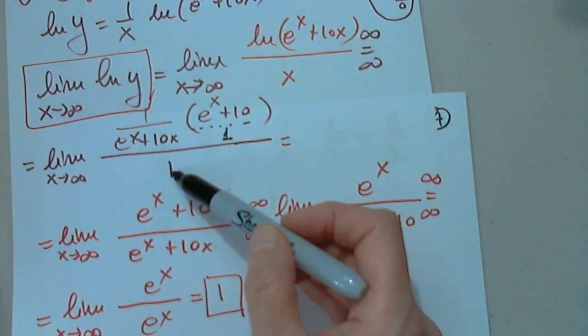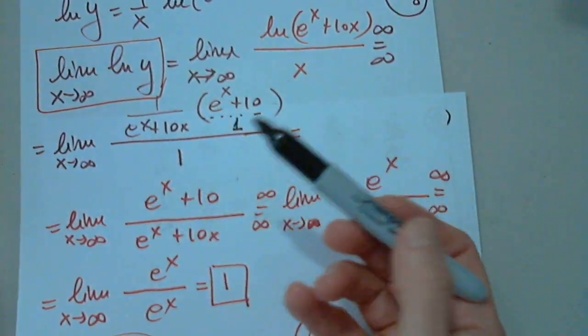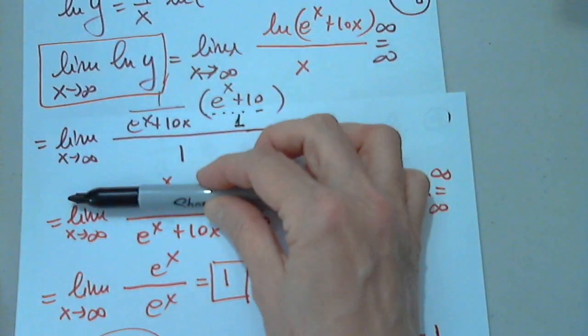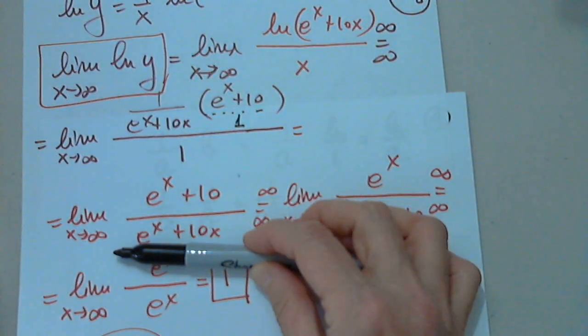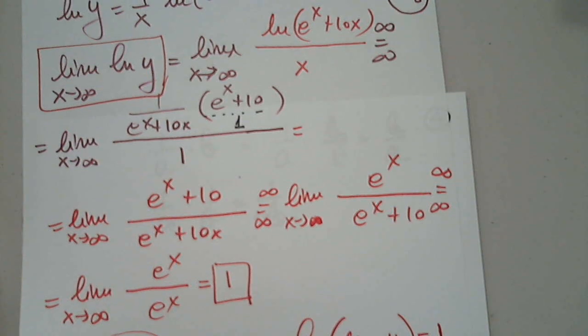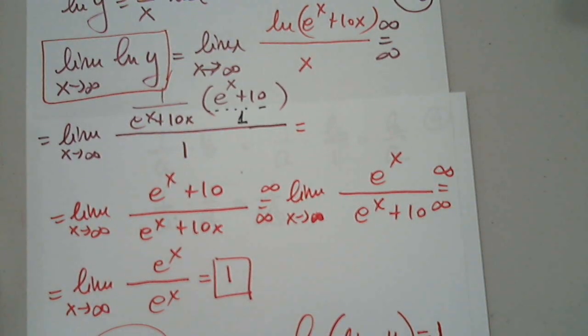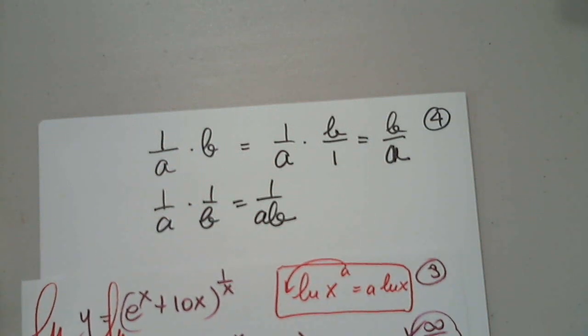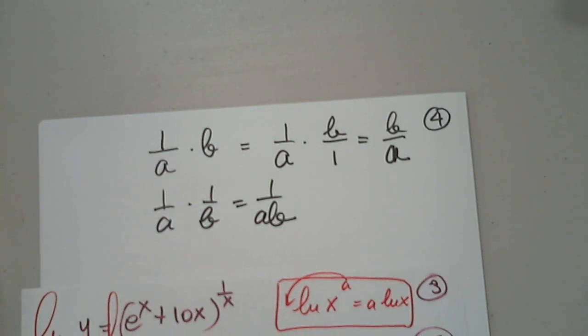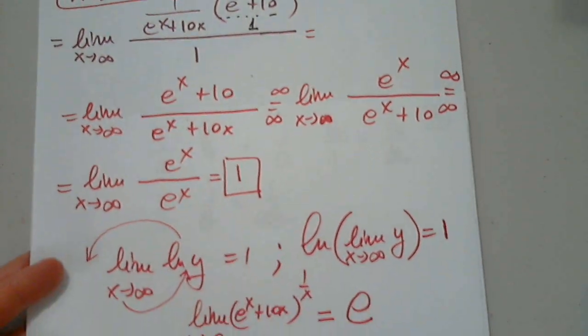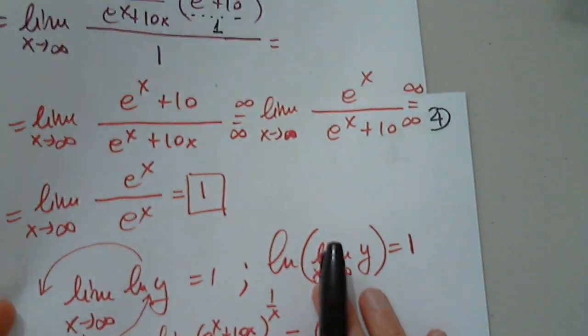But because it was 1 in the denominator, I disregarded that, so I wrote e to the x plus 10 over e to the x plus 10x. Does that answer your question? Yeah, I think so. And could you re-explain the last step, please, of the swapping?